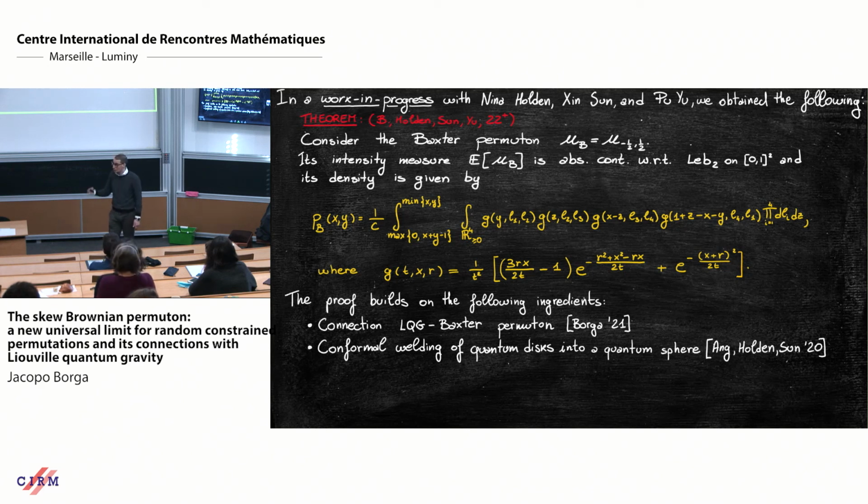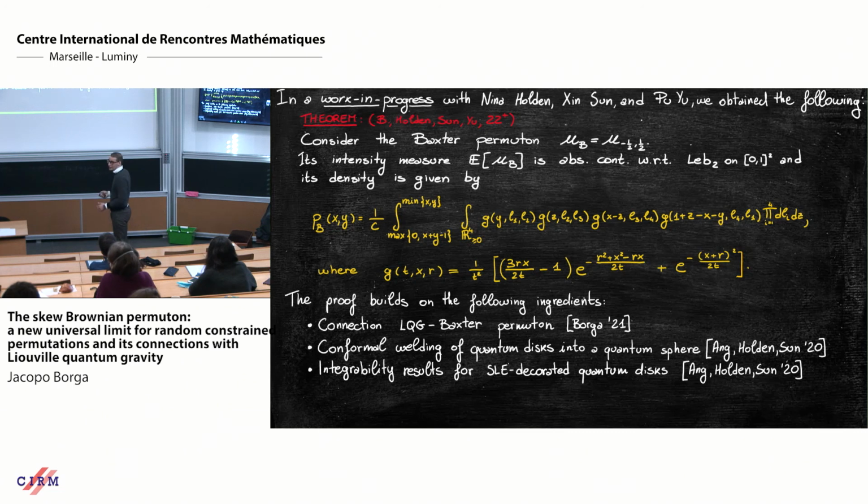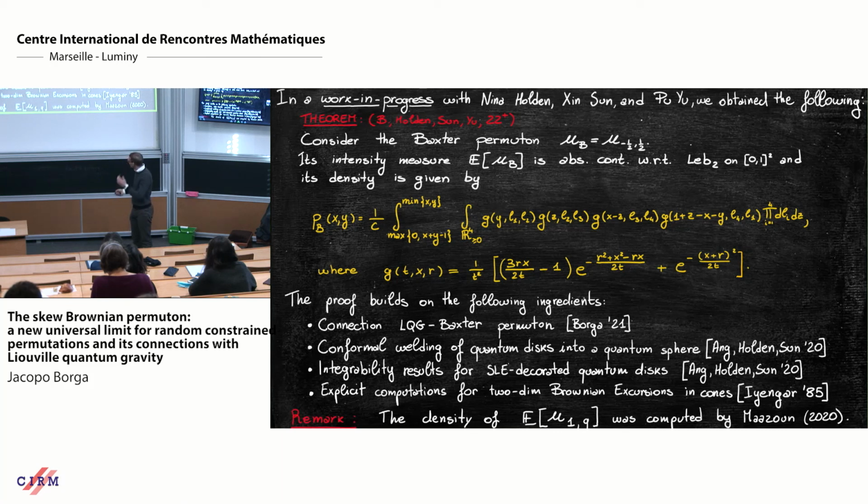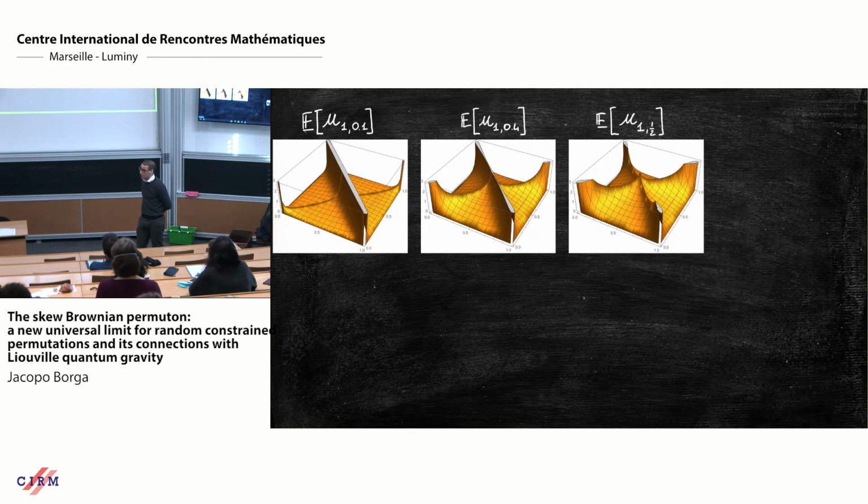I was measuring things using quantum surfaces, but those were spheres. But you can look at a sphere like a quantum disk where you merge the two boundaries. And then they have some incredibly explicit integrability results for these surfaces. And using them together with some explicit computation for the two-dimensional Brownian excursion in cones, due to a very old result of Yanyan, we were able to compute the density. And as a remark, the intensity measure was computed by Mickaël Maazoun for the case of the biased separable permuton. This is the biased separable permuton of parameter 0.1, 0.4, and 1/2. And this is the new result.